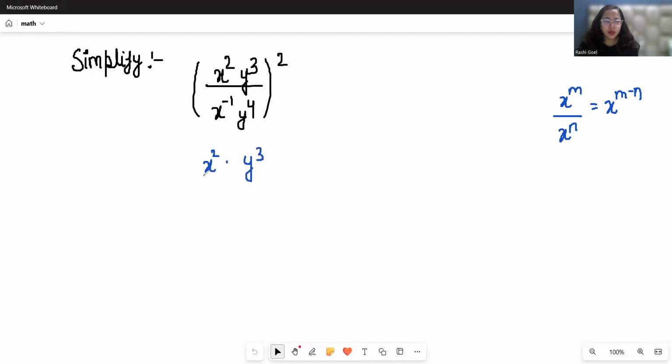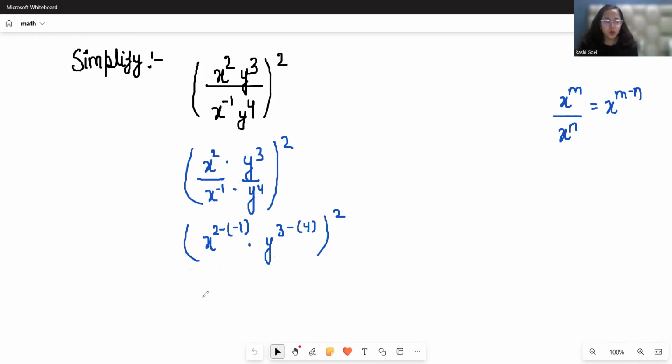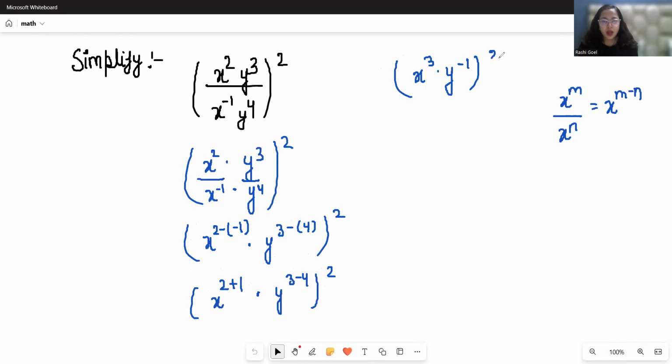times y power 3 by x power minus 1 times y power 4 whole power 2. So we can write x power 2 minus minus 1 times y power 3 minus 4 whole power 2. So x power 2 plus 1 times y power 3 minus 4 whole square. So x power 3 times y power minus 1 whole square. So we can write it as x power 3 by y whole square.